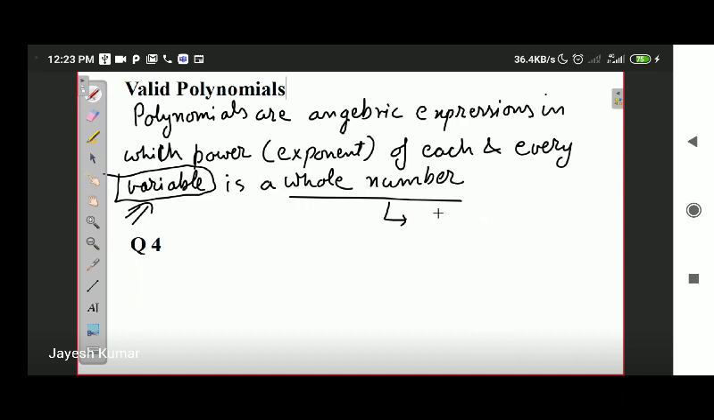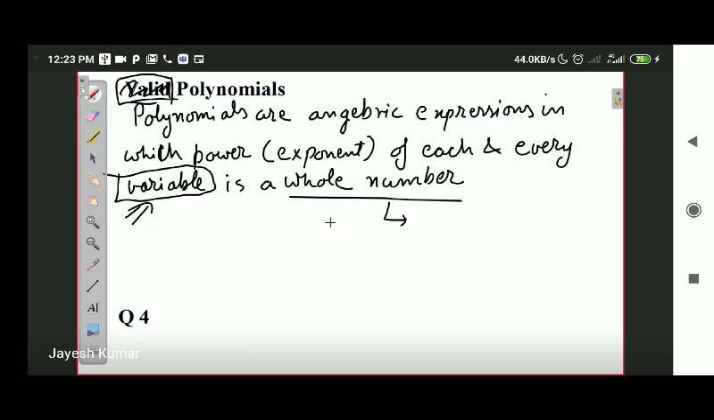Okay, keep that in mind. Power of the variable is a whole number. If there is such an algebraic expression in which the power of the variable is a whole number, then it is called a polynomial. Okay, so what are valid polynomials? Again, same term, you can just write down polynomials as it is.